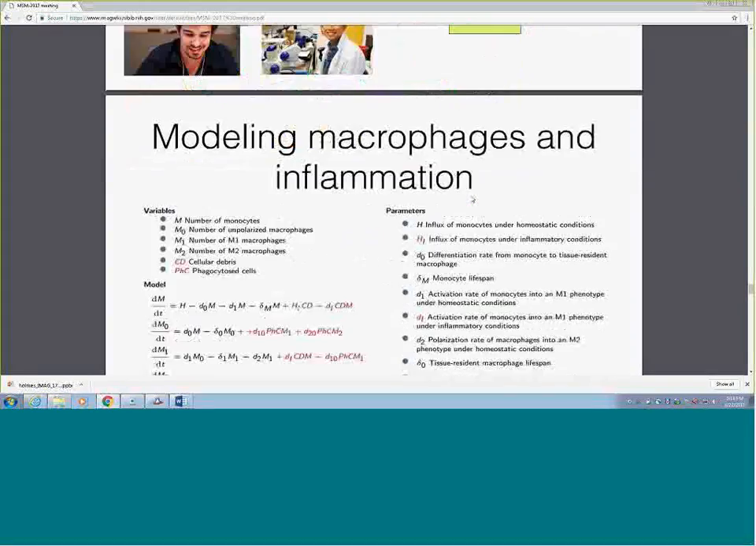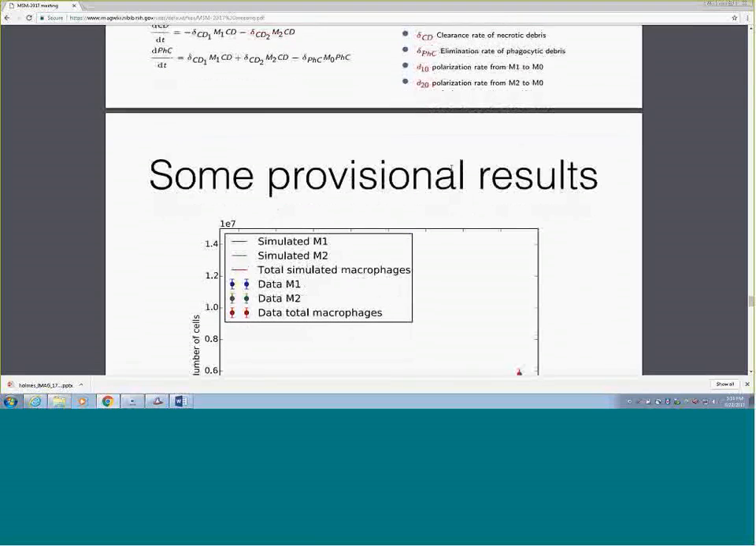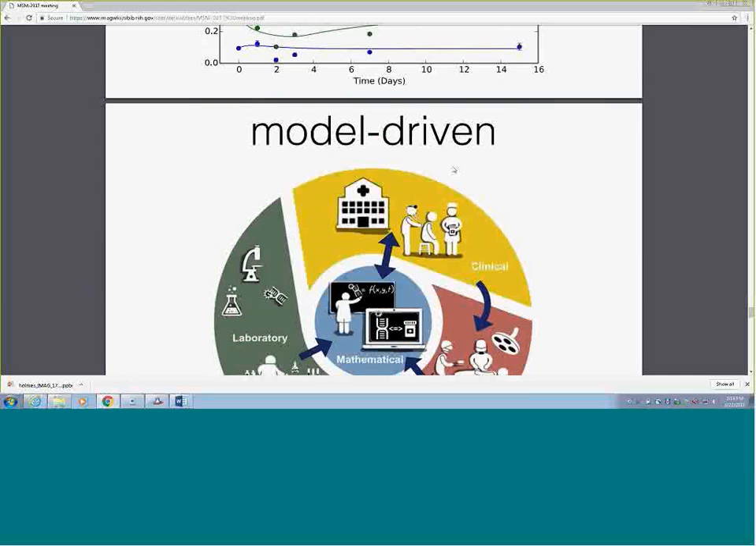We have started with a very simple model that would allow us to understand these macrophages and how their phenotypic plasticity might impact how the tumors progress. But we have done a lot of work to understand how we can change the model to make it richer and more able to make precision predictions about the progression of the disease. We have some provisional results.